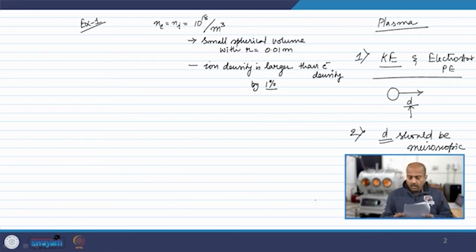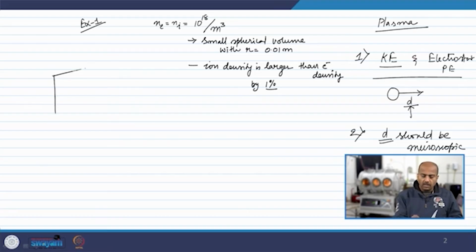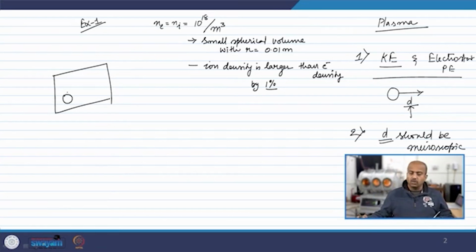Okay. Then we have to find out what will be the magnitude of the electric field that will be produced within this sphere. So, we have the plasma, and inside the plasma we have considered a small spherical region whose radius is something like 0.01 meter, and only within this spherical region the ion density is larger than the electron density by 1%.